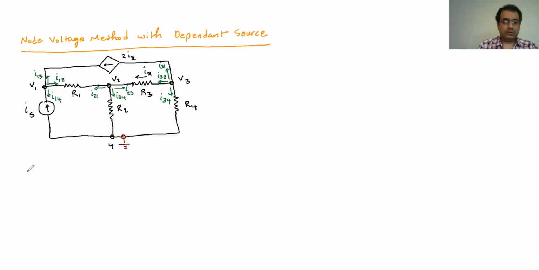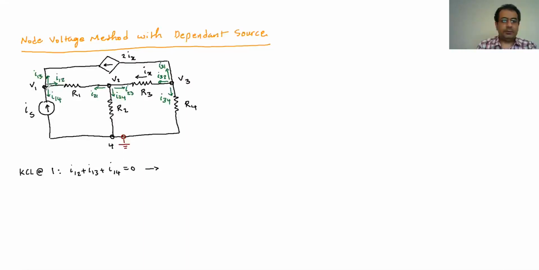So the KCL at node 1 means that the I goes from 1 to 2, plus I goes from 1 to 3, plus I goes from 1 to 4 should be 0. And then if I replace each I with basically Ohm's law, I'm going to get my equation.